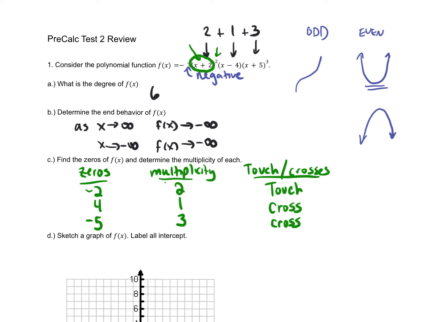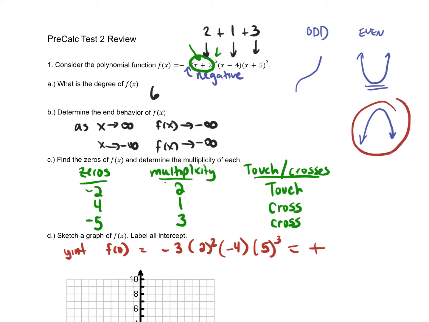This one just says sketch a graph of f of x and label the x-intercept. The only other thing we could find is the y-intercept, but remember, the y-intercept is when you plug in 0. It's going to be just huge in this case. It's negative 3 times 2 squared times negative 4 times 5 to the third power. You can multiply this out, it's fine, but it's a big positive number, right? Which is going to make sense with our graph shape up here.